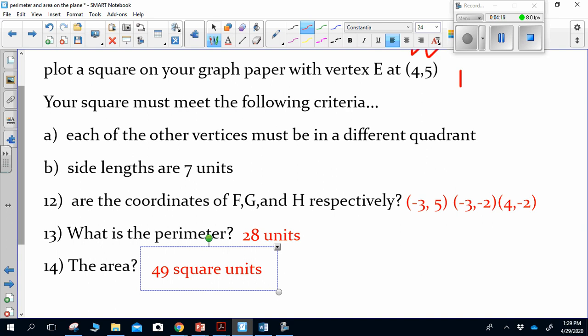So 7 off of 4 rather is -3. So that's how I got those. And then 7 off of 5 is -2. And so then we went and found the perimeter, which was 28, and the area, which was 49.